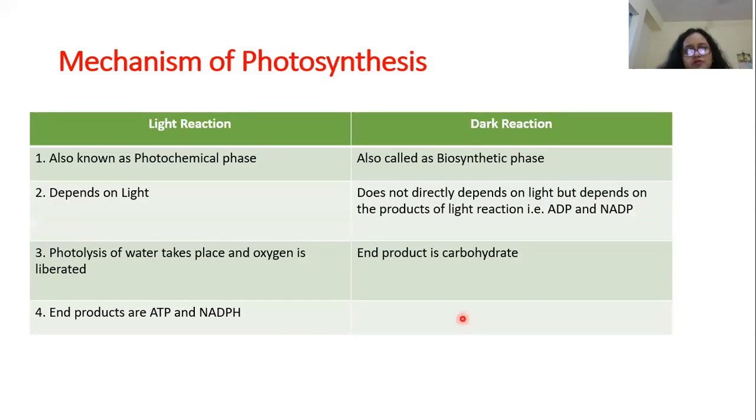So the mechanism of photosynthesis, now I am summarizing the whole process, is divided into light reaction and dark reaction. Light reaction is also known as the photochemical phase, while dark reaction is named the biosynthetic phase. Light reaction is called the photochemical phase. Why? Because in the presence of light, chemical compounds such as ATP and NADPH are synthesized. While dark reaction is called the biosynthetic phase. Why? Because carbohydrate, a biomolecule, is formed in this reaction. That's why it is the biosynthetic phase.